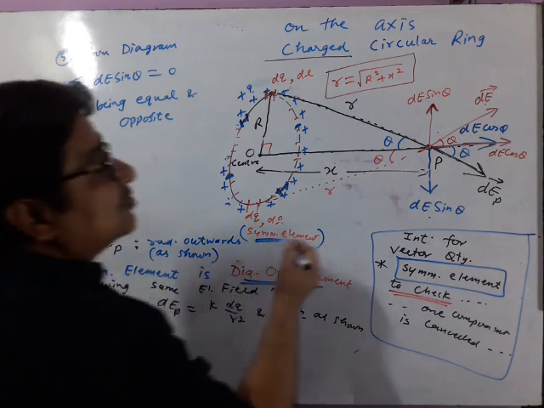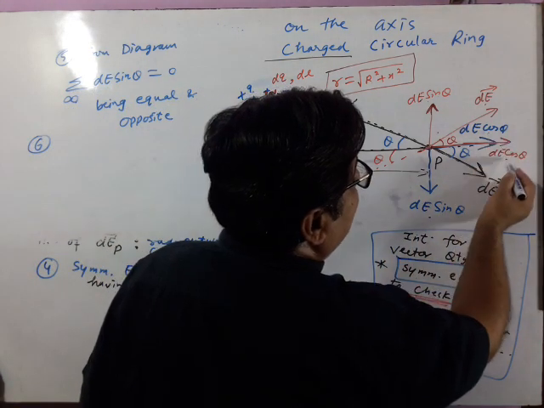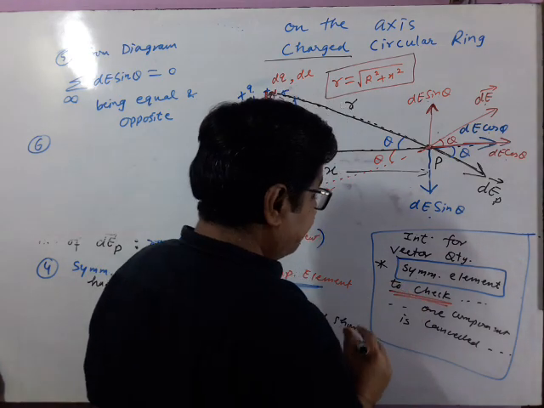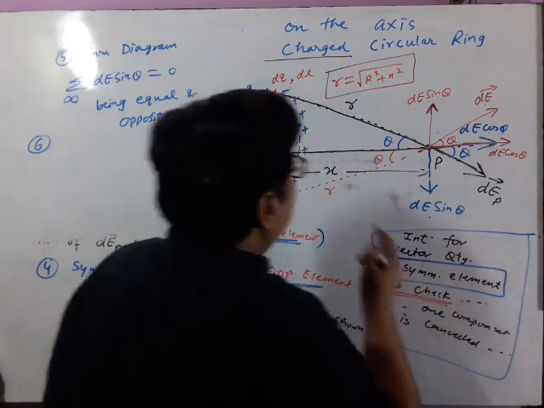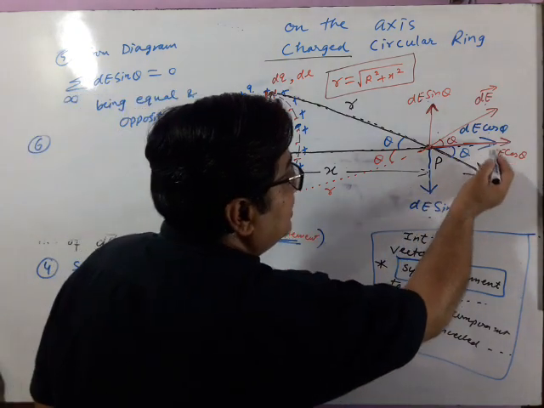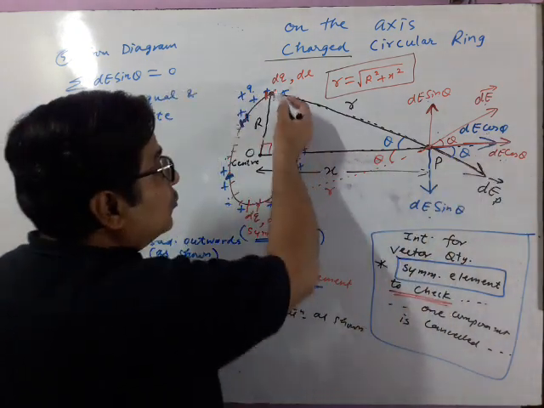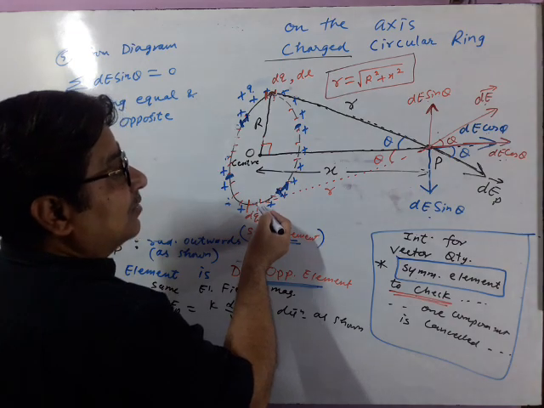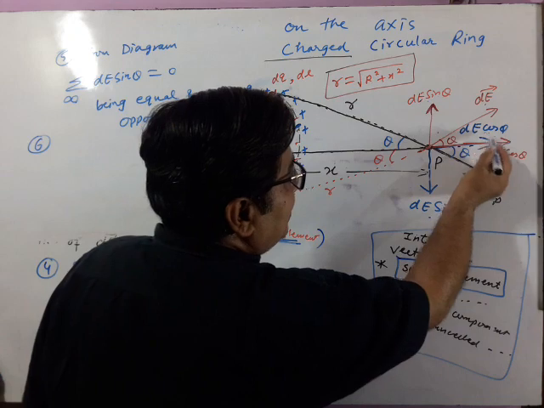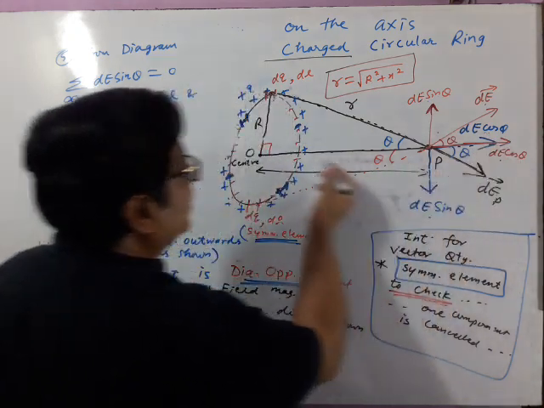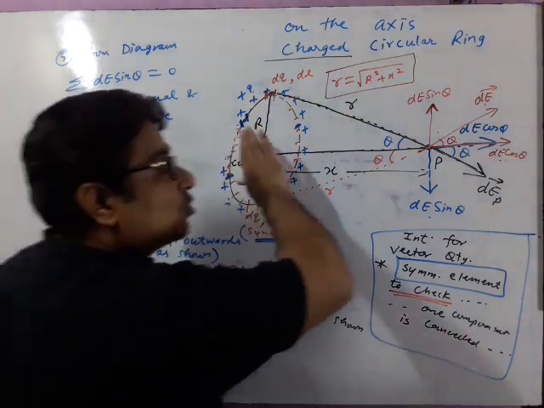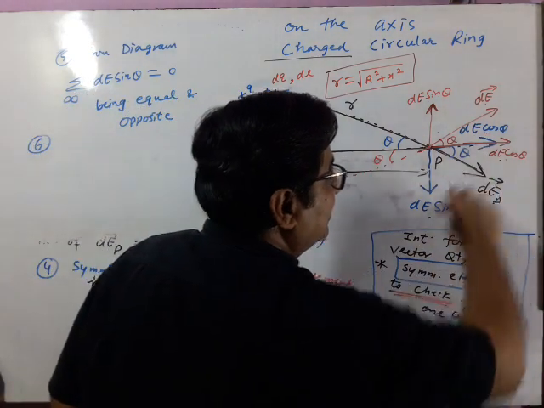Similarly, these cosine components, dE cos theta. It seems to be only two components. No, this diagram is shown for two components. For two components, it is checked: cosine components are in the same direction. But if you check for all the infinite elements, all cosine components will be in the same direction.